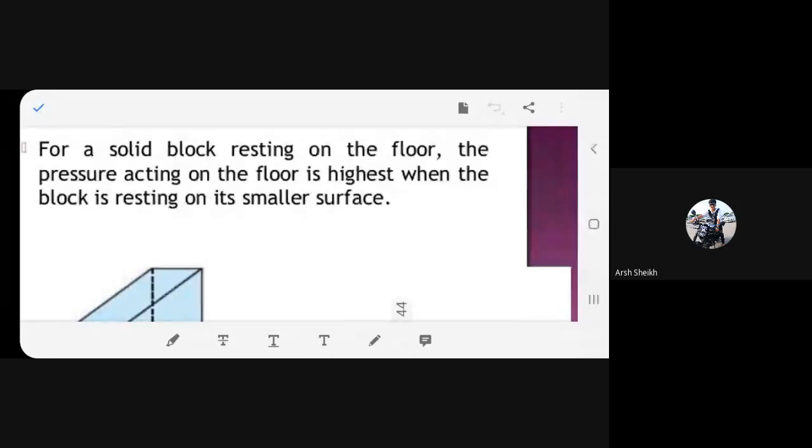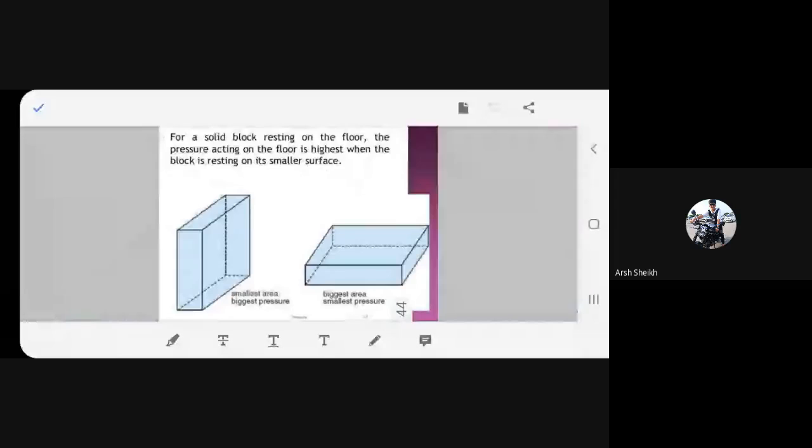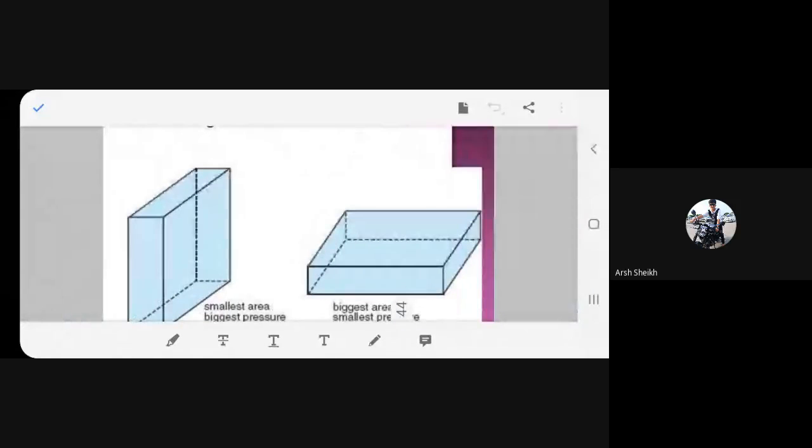Okay. Now you see two blocks. You see these two blocks? One is flat, and one is upright. You can see this too? Okay.